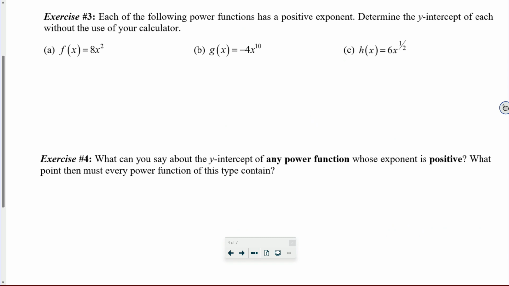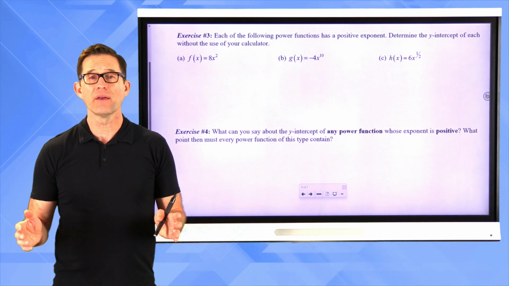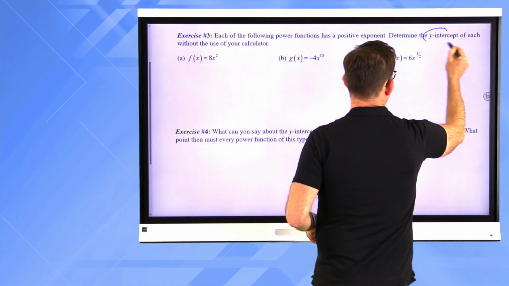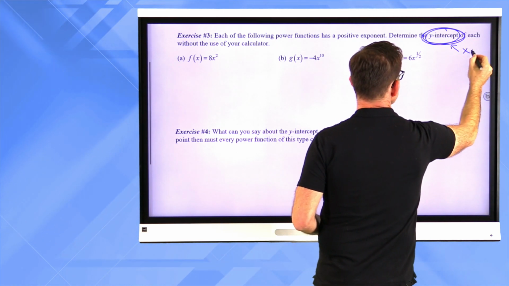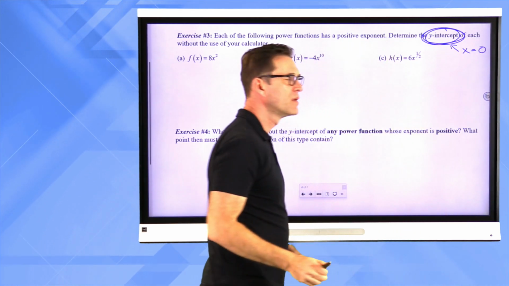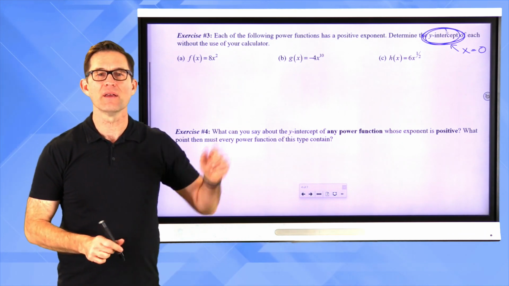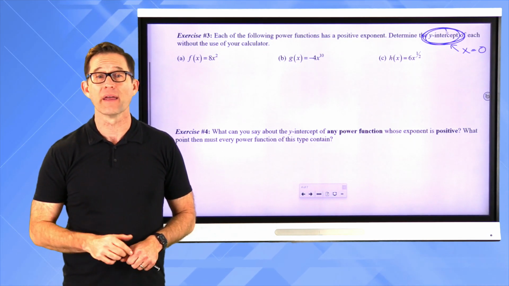Each of the following power functions has a positive exponent. Determine the y-intercept of each without the use of your calculator. All right, so I just want you to evaluate the y-intercept of each one of these. Now, of course, the y-intercept is the output when x is equal to 0. So pause the video now and just figure out what the y-intercept is of f of x equals 8x squared in letter A.